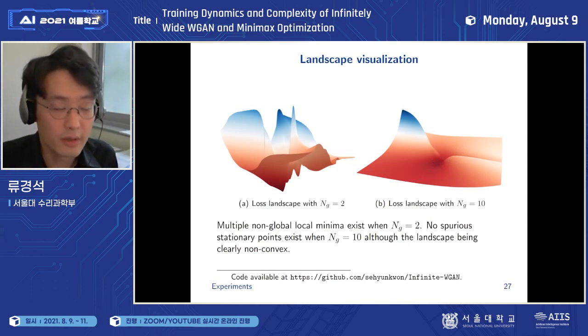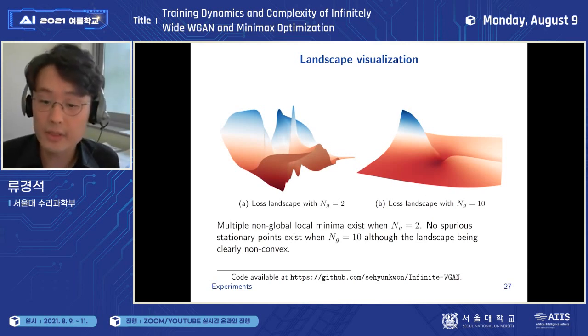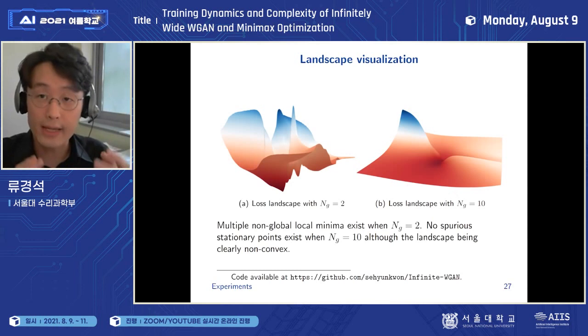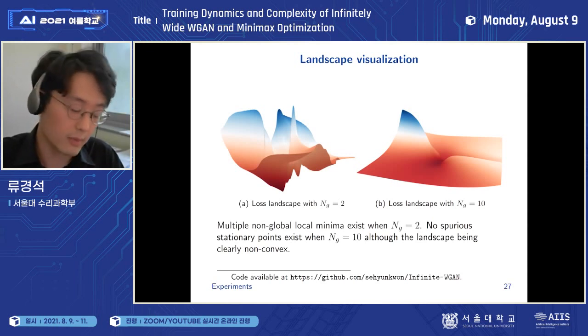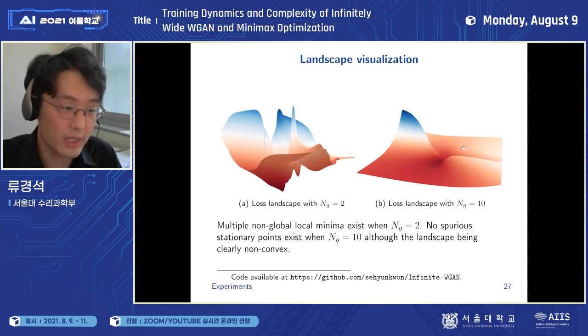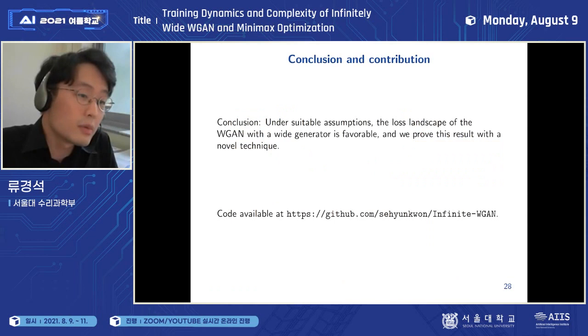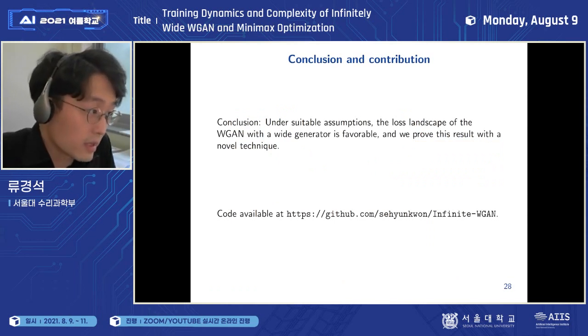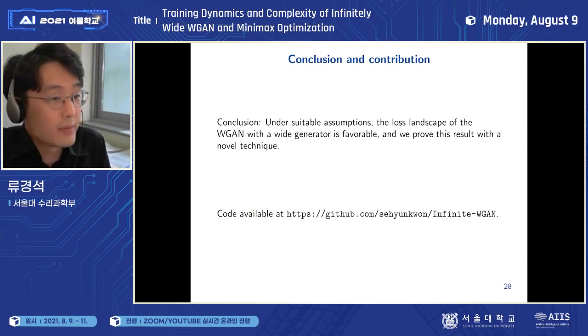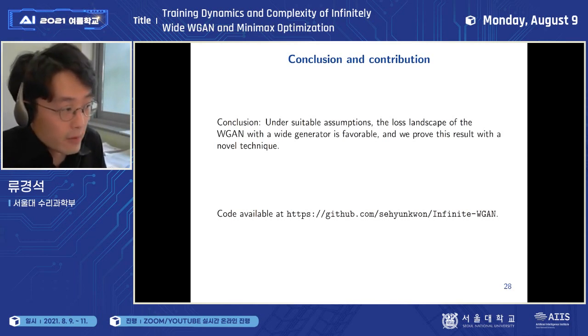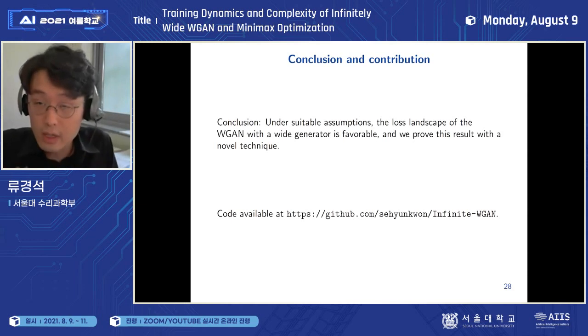Note that the loss landscape on the right is clearly non-convex. When I claim that the loss landscape has no spurious local minima, that all local minima are global minima, that is what I'm claiming, but I'm not claiming that the loss landscape is convex. And indeed, through this example, we can clearly see the non-convexity of the loss landscape. So to conclude the first part of this talk, under suitable assumptions, the loss landscape of a WGAN with a wide generator becomes favorable. And we prove this result using a novel technique based on universal approximation theory.